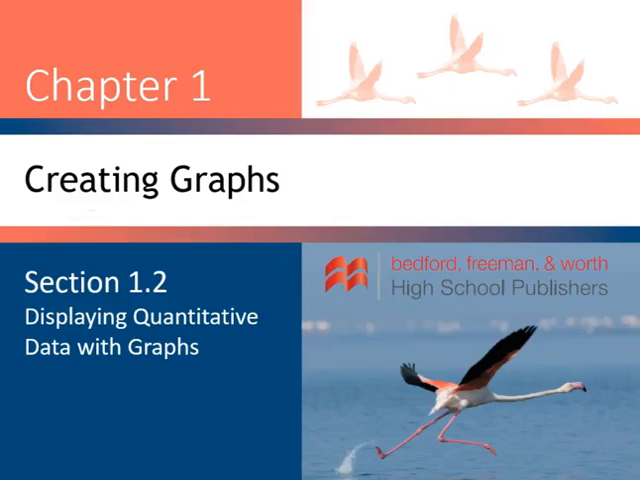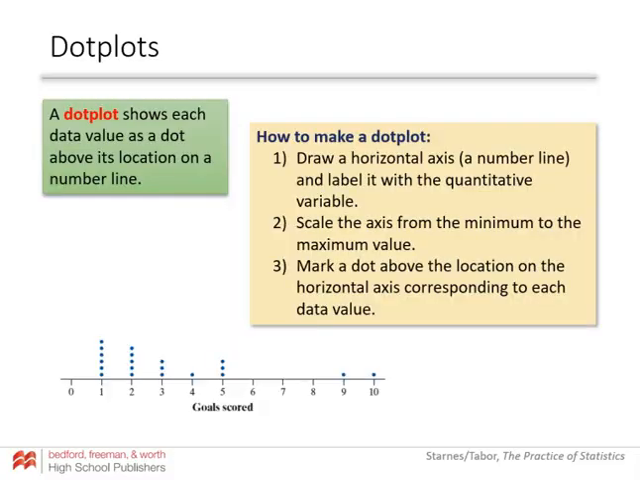Section 1.2, we're going to look at a couple different graphs that we can make to display quantitative data. Okay, so the first one is something you've seen before, a dot plot. Really simple, just a dot above each location on a number line where it occurs. So this is goals scored, so every time they scored one goal, we put a dot. Every time they scored two, we put a dot. Okay, nothing you haven't seen before.